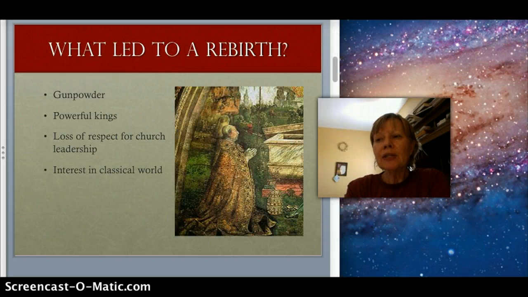So what led to this rebirth, to this Renaissance? Well, I'd like to talk with you about four different events that led to the rebirth in Europe that we call the Renaissance. First of all, let's look at gunpowder. This was a substance that was introduced to Europe from China, and it changed warfare substantially.